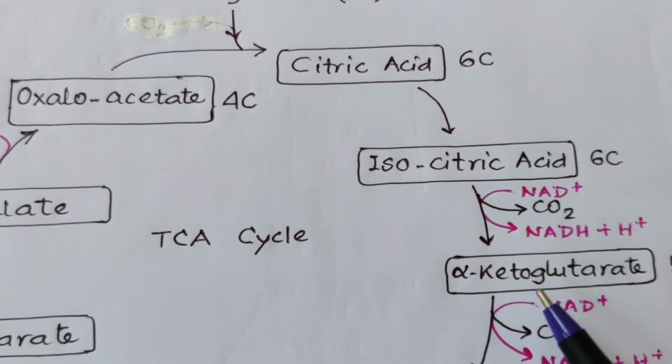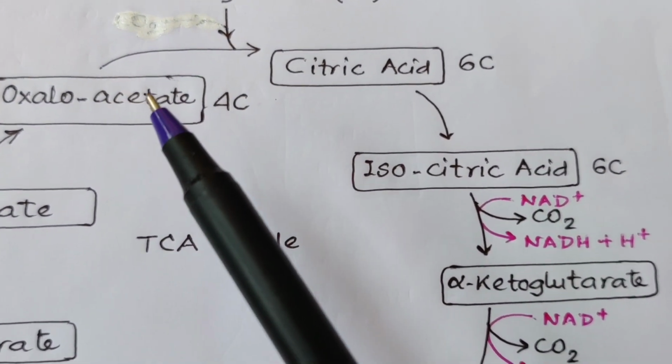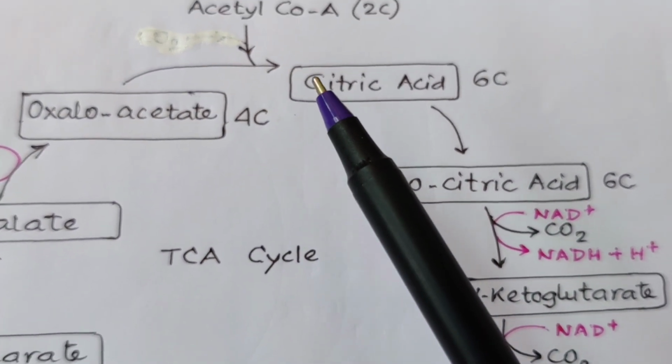This whole cycle takes place in mitochondria. This is a respiratory pathway for aerobic respiration.